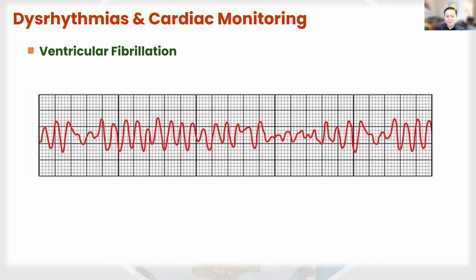VFib. Okay, so you're seeing here a very rapid, irregular rhythm, and there are no identifiable P waves. None. No QRS complexes, not even T waves. It's just all over the place. So this is what we call a quivering baseline, or just quivering rhythm.